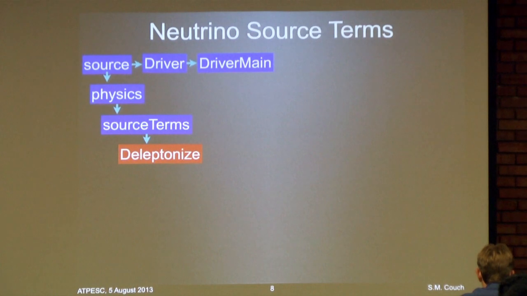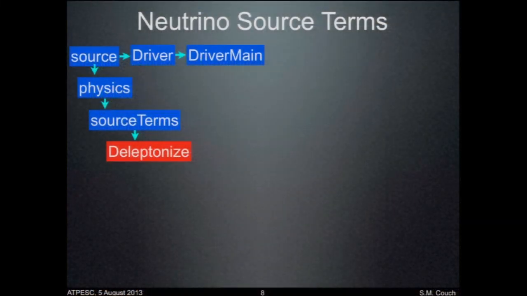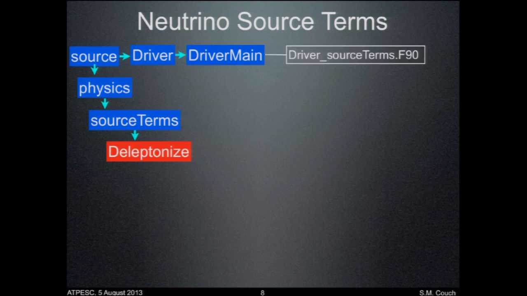Okay, so that's the physics of deleptinize. How do I get the rest of Flash to actually use this? Well, that happens in driver. Driver is the thing that brings it all together, calls the various physics units, calls the various infrastructure units, and puts together your simulation. Within driver main, there is a driver_source_terms.f90, and this is the routine that's calling all the various source terms.